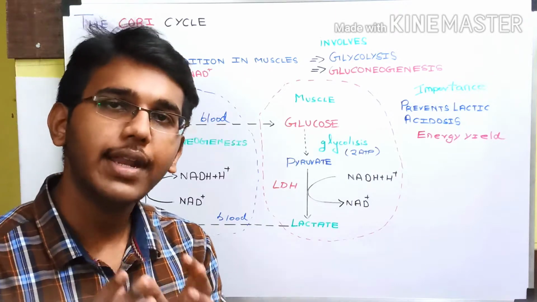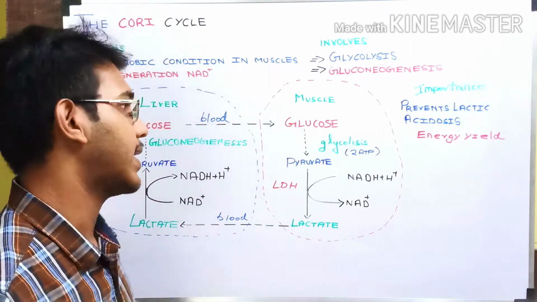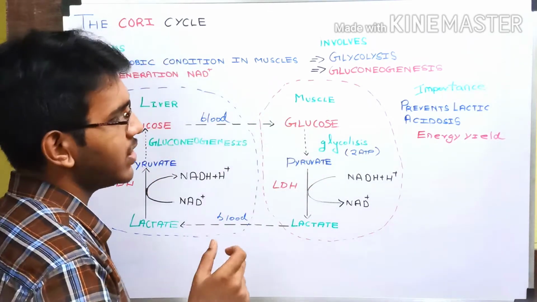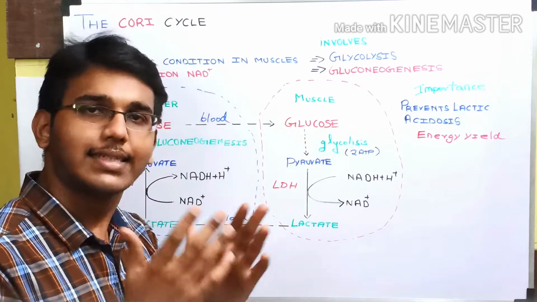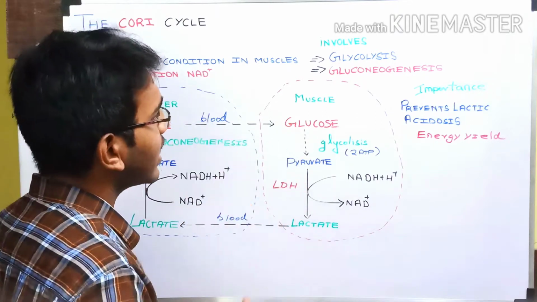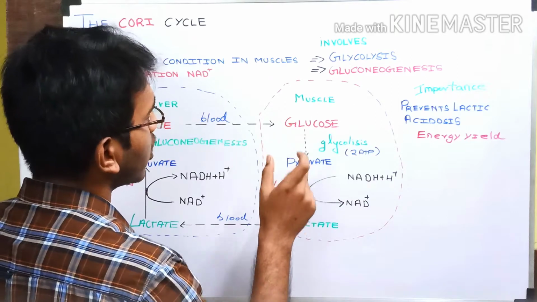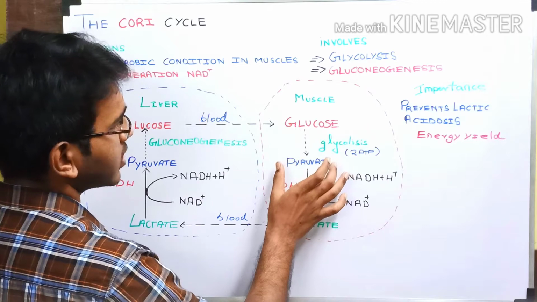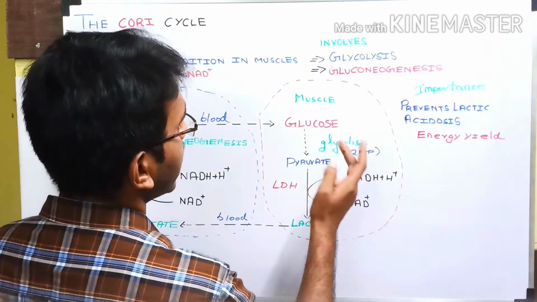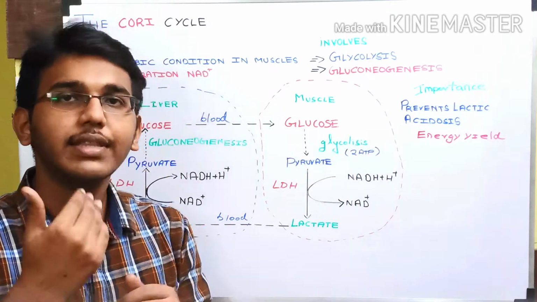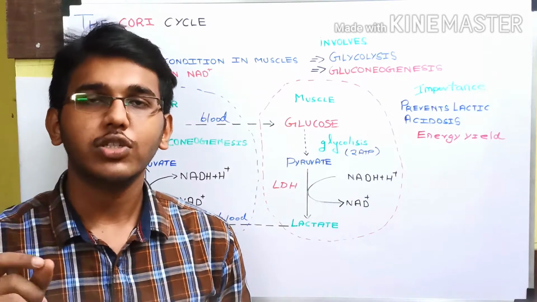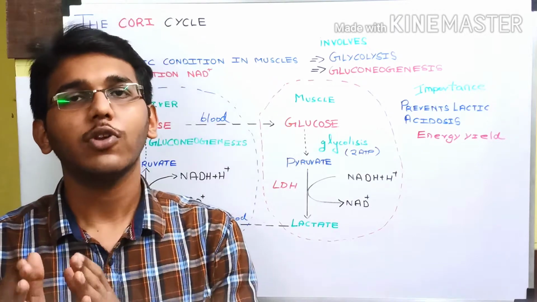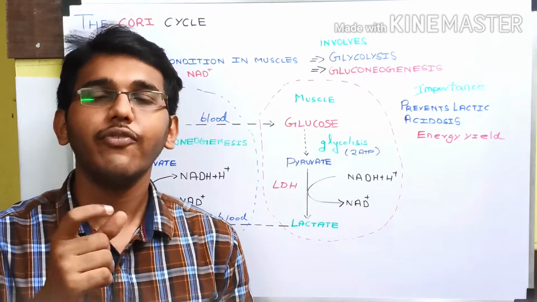Now let us enter the main concept of this video, the Cori cycle. It starts in the muscle. Let us consider a condition in which a man is working or exercising very vigorously, and in this condition the oxygen supply to the muscles will be very low. In this condition, glucose will be converted to pyruvate by glycolysis and two ATP molecules will be produced. Along with the ATP molecules, the NAD+ coenzyme will be reduced to NADH, and NADH molecules will also be produced in the process of glycolysis.